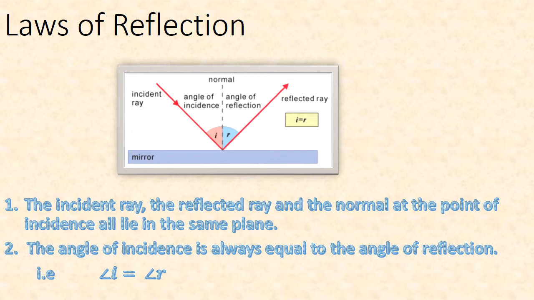So which are the two laws of reflection? First law. The first law of reflection states that the incident ray, the reflected ray and the normal at the point of incidence all lie in the same plane. Second law of reflection: the angle of incidence is always equal to the angle of reflection. Let us go through an activity and verify these laws of reflection.